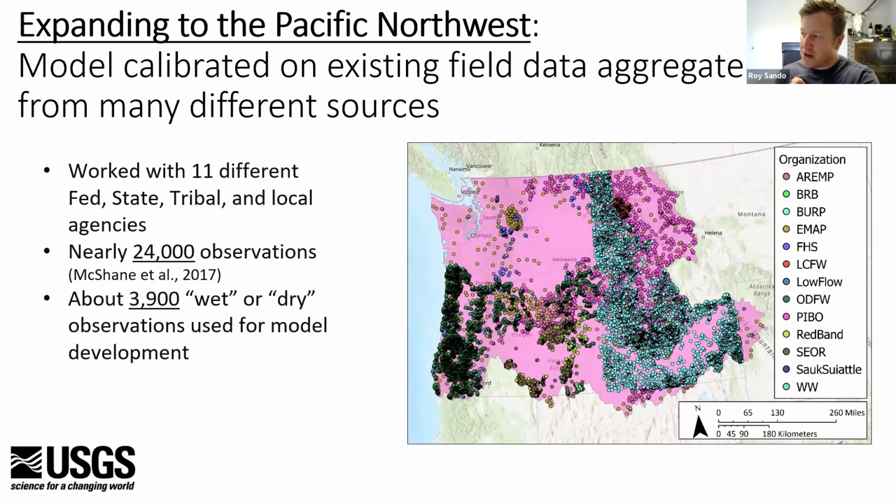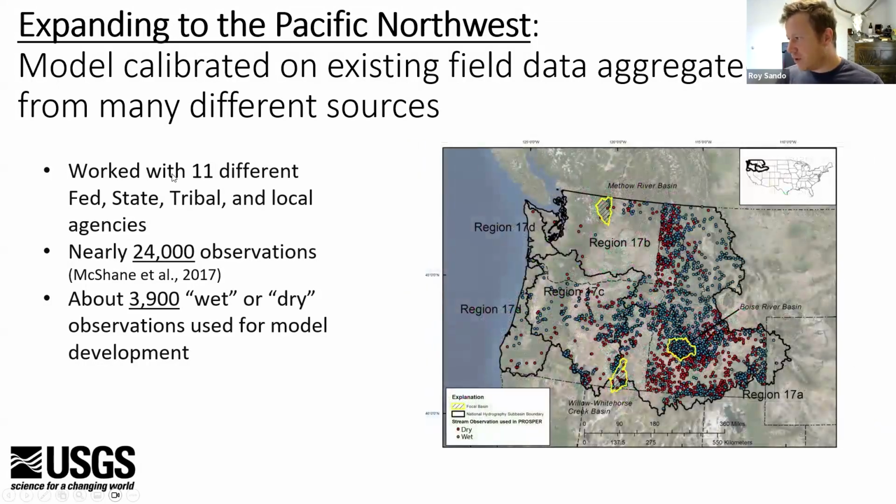So what we were trying to do here is we mined multiple data sets and worked with 11 different federal, state, tribal, and local agencies to come up with about 24,000 observations. We processed those into a little less than 4,000 wet or dry observations to use for model development. The reason we had to cut that down so much is because we had to pair it with our input predictor variables and balance it for the machine learning models. So even though we started out with quite a large number, it got cut down to about 4,000, which is what you see here.